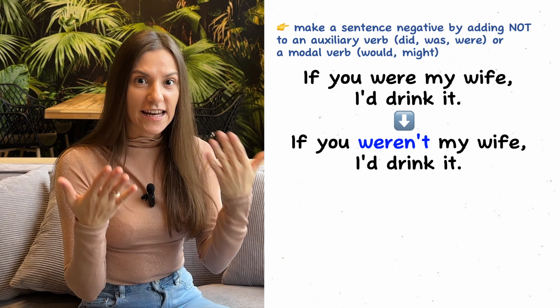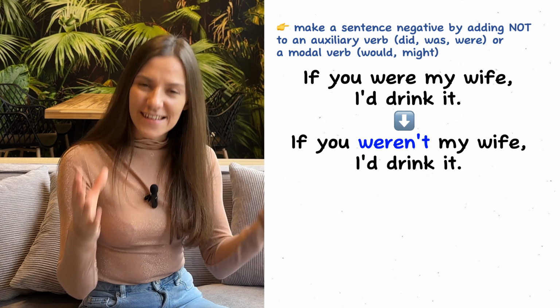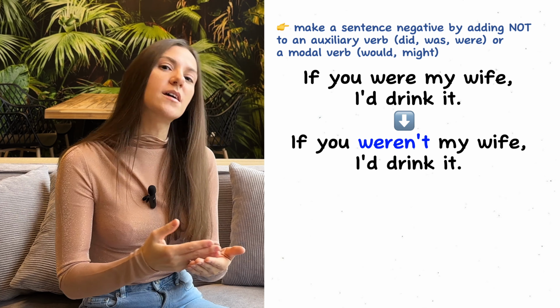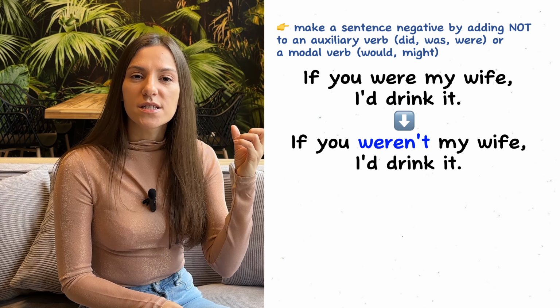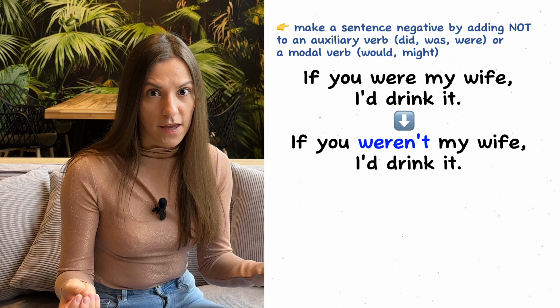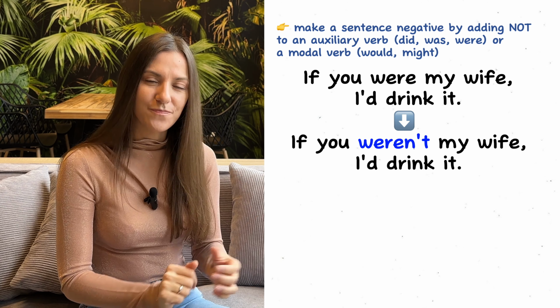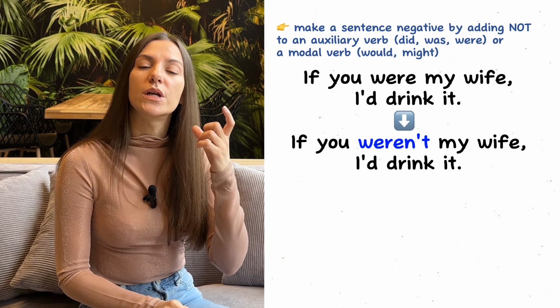If we take an example about rain, if it wasn't raining, this example itself is already in the past continuous to be more exact, and was is an auxiliary verb here. So, not is added to the auxiliary verb. In past simple, of course, you will add not to did.